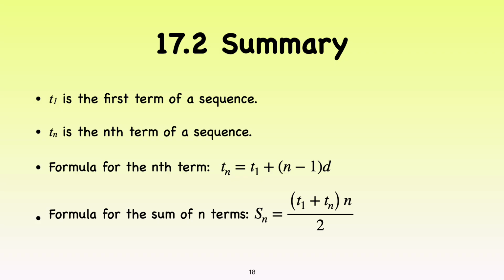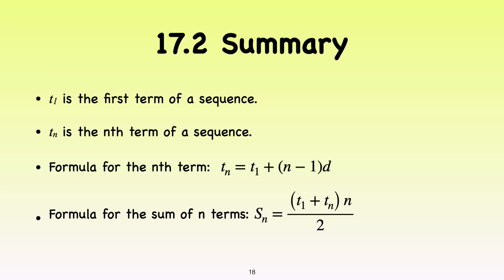(7.2) Let's summarize. T sub 1 is the first term of a sequence. T sub n is the nth term of a sequence. To find the nth term of an arithmetic sequence, first determine the difference between successive terms and add on one less difference than n to the first term.